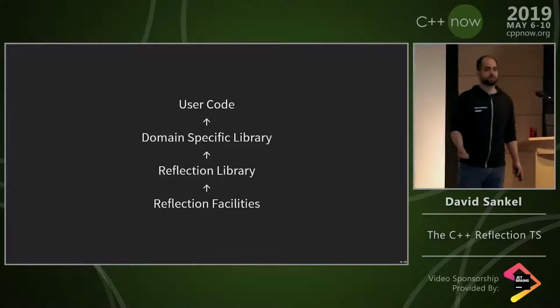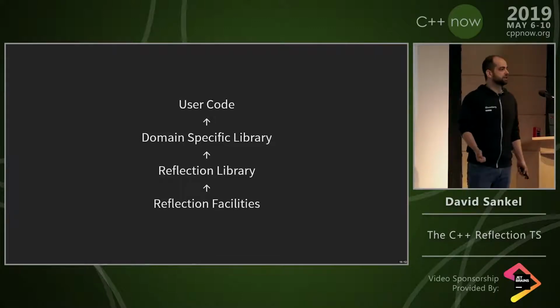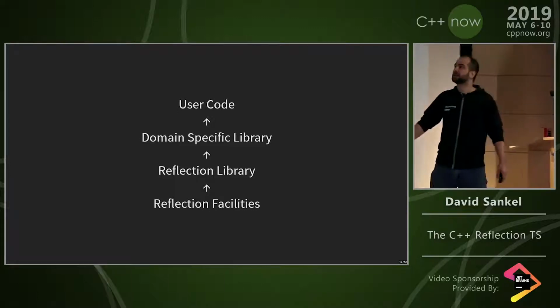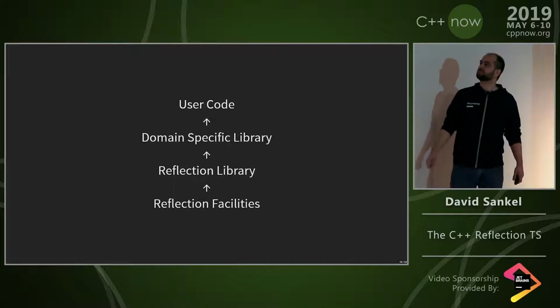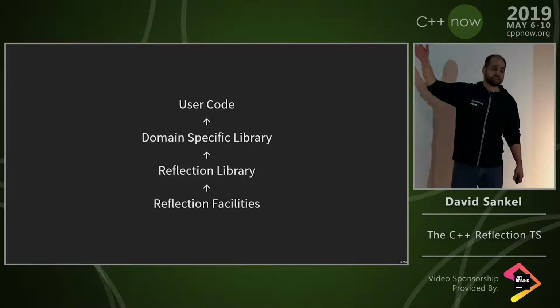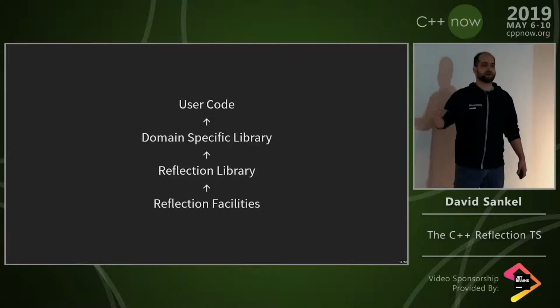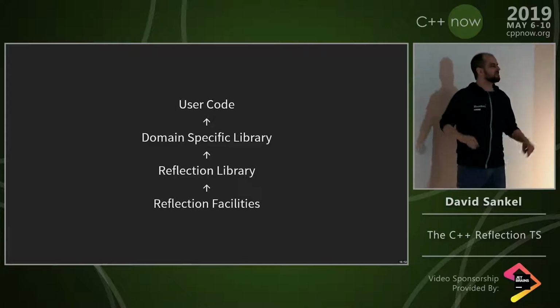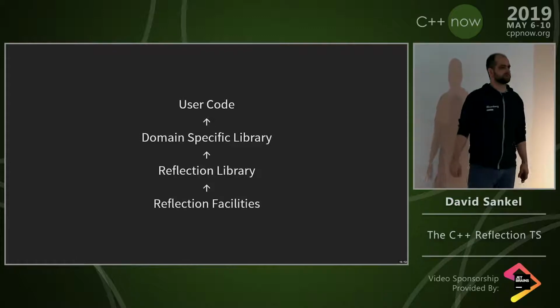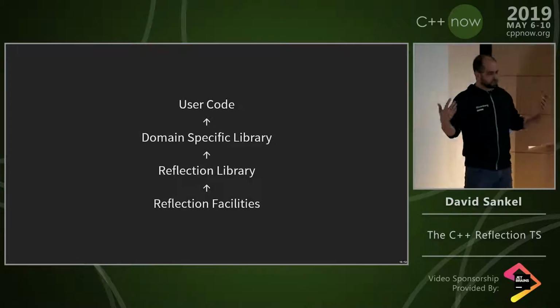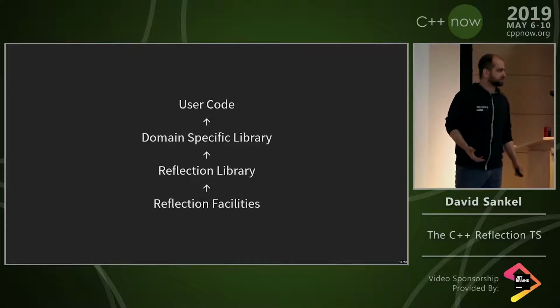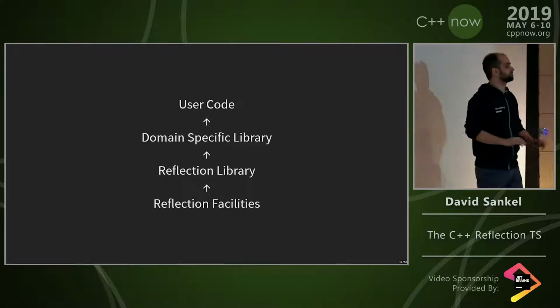Now, the amount of C++ hackery that you need to know increases as you go down this tree here. And the number of people that need to be aware of that hackery also goes down as you go down this tree. So reflection library, a few experts are going to be producing this. Domain-specific libraries, you have to be an expert, but less of an expert in order to be able to do something like that. And for user code, you don't have to be an expert at all.